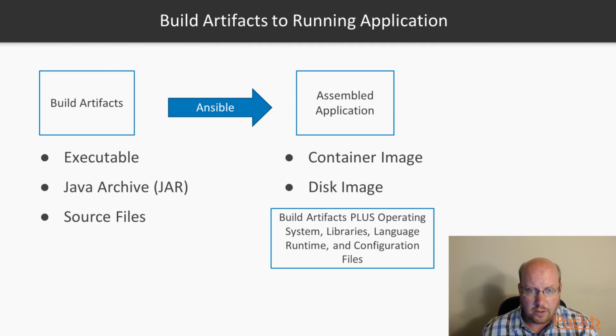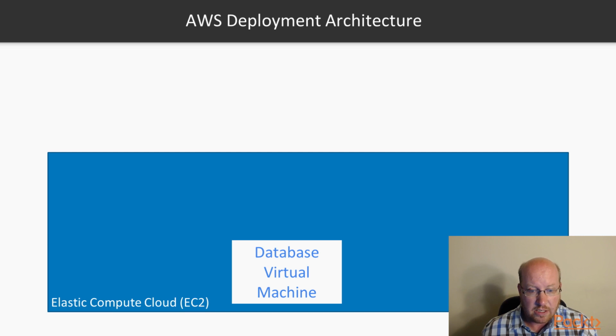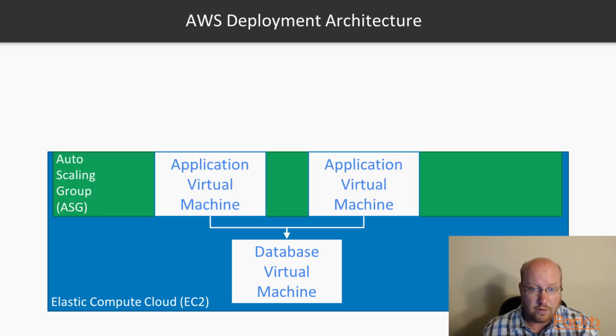So in order to illustrate that a little bit, let's look at an example of an AWS deployment architecture. This is going to be a web application in Amazon Web Services. It's backed by a database. So we'll start with a database virtual machine that's running in AWS Elastic Compute Cloud, or EC2. Once we have our database virtual machine there, and it's been set up correctly with the right database and user so that our application can use it, we can go ahead and deploy our application as a set of virtual machines also running in EC2.